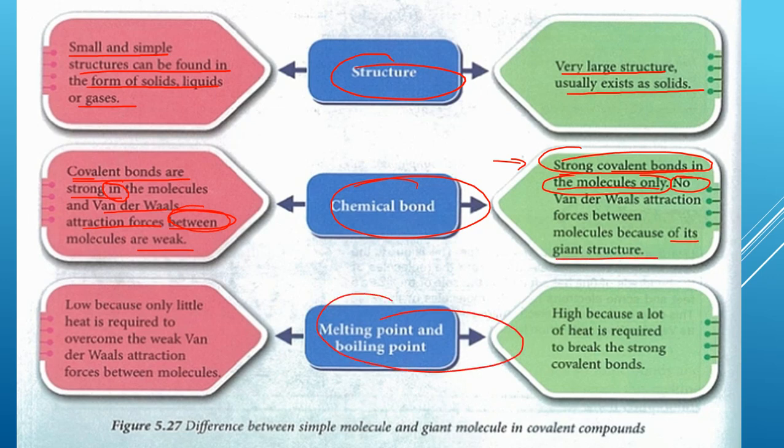Melting point and boiling point. Melting point for simple molecules is low because only little heat is required to overcome the weak van der Waals attraction forces between the molecules. But for the giant molecule, the melting point and boiling point are high because a lot of heat is required to break the strong covalent bonds. Okay?